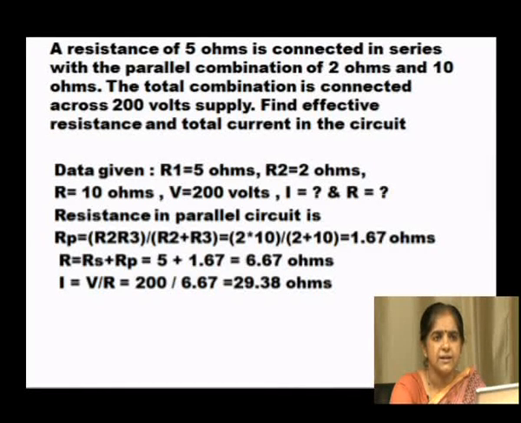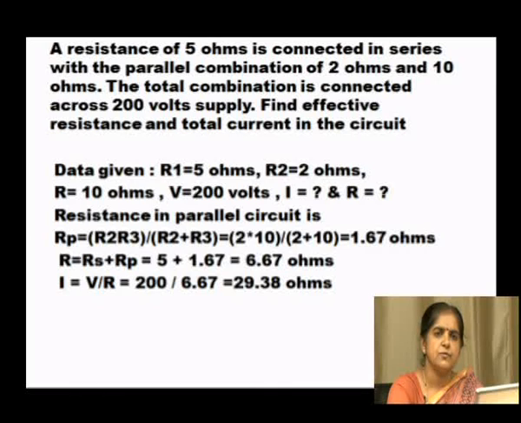and the total resistance R is equal to Rs plus Rp, that is equal to Rs, that is R1. Rs is nothing but R1, that is the series resistance. Okay, instead of R1 in this equation it is abbreviated as Rs. So, R is equal to 5 plus Rp, that is the parallel resistance, that is equal to 1.67 ohms. So, the effective resistance is the sum of the resistance in the parallel circuit and the resistance in the series circuit, that is 5 plus 1.67, that is equal to 6.67 ohms. This is the effective resistance in the series parallel connection.